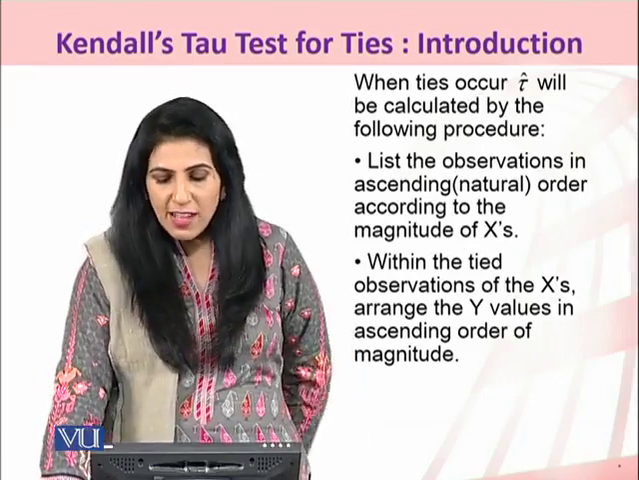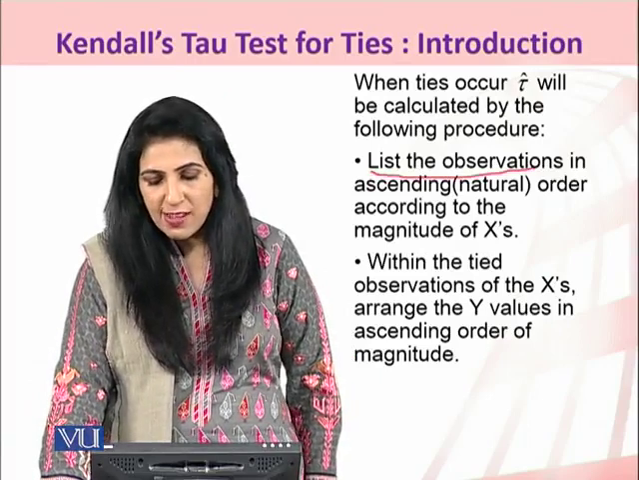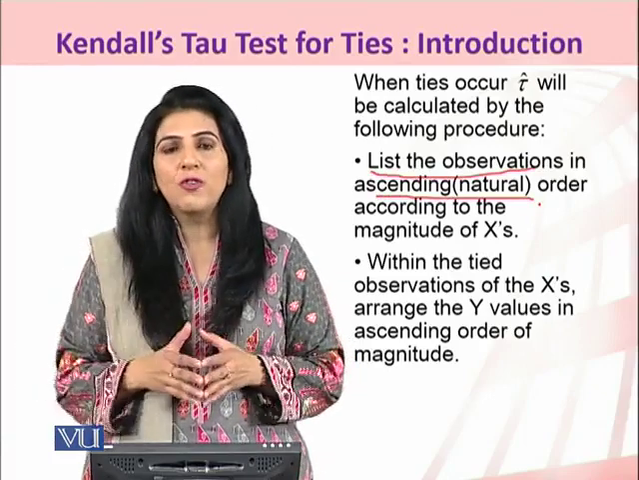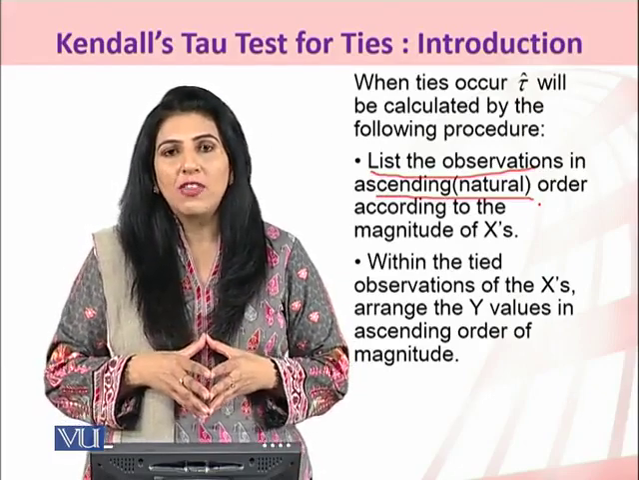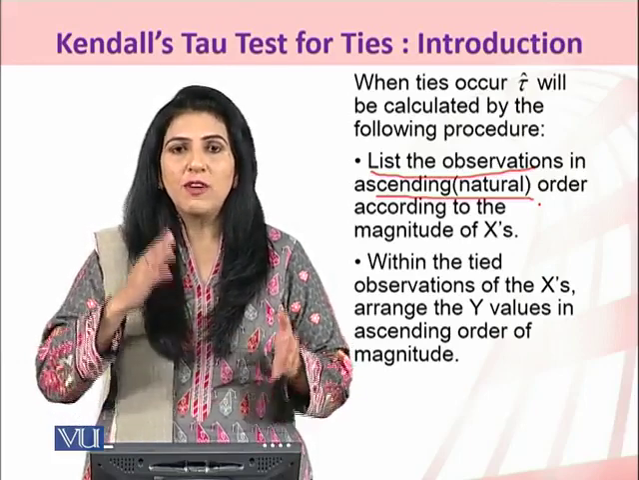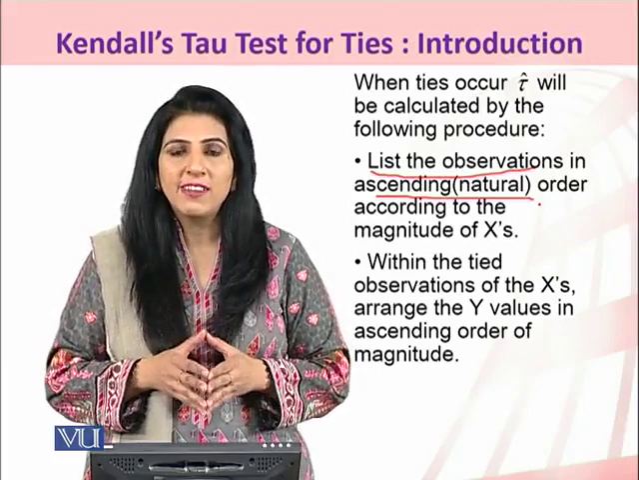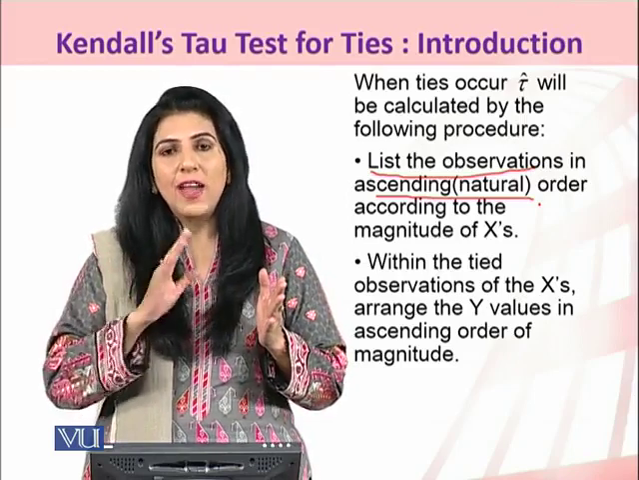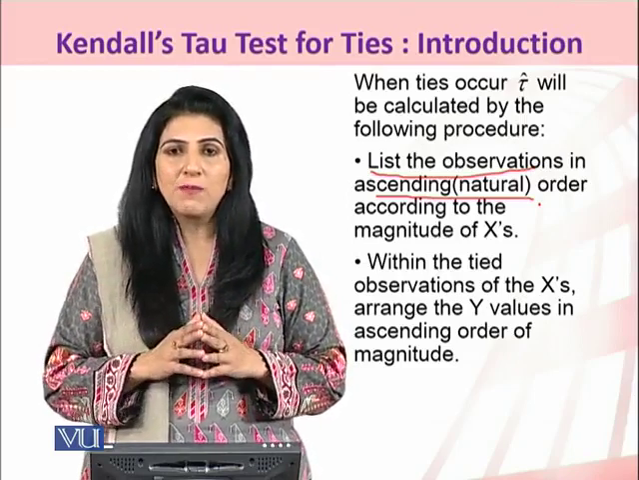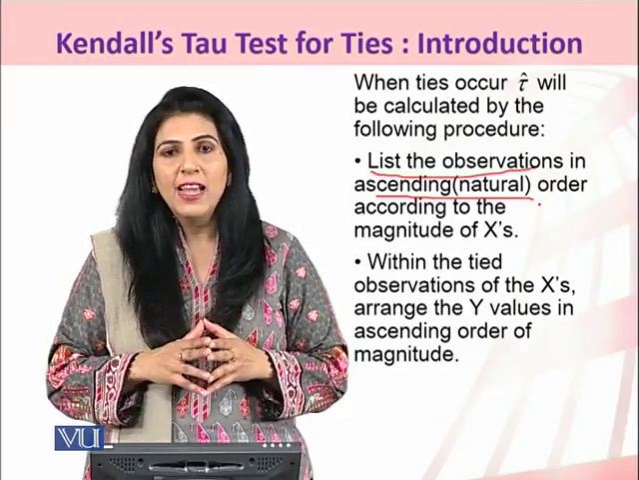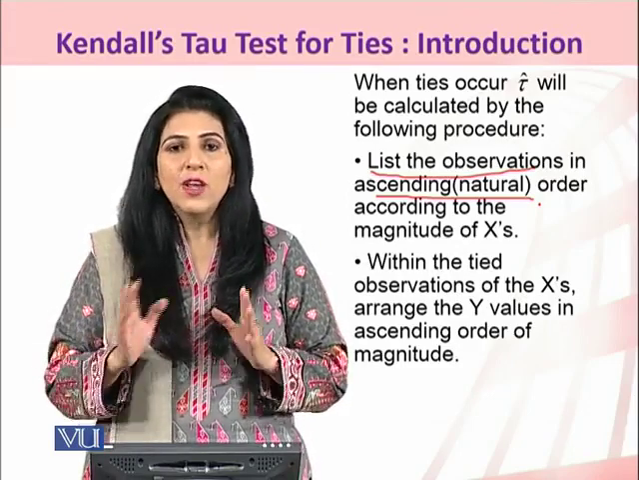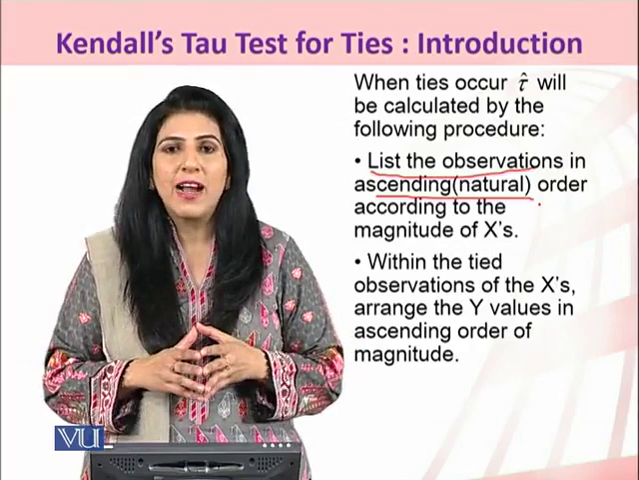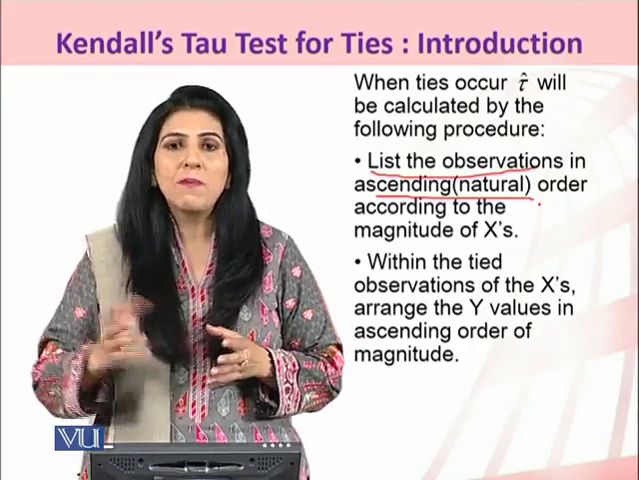The first thing you need to do is to list your observations in ascending, that means natural order according to the magnitude of x, the way you have followed it for the Kendall's tau procedure, where you have arranged the x values from smallest to the largest, and then you take up the pair of x and y values accordingly. For example, if we were talking about x value which is 1, so we pick up the y value. We don't arrange the y values. The same y value with the particular x value will be picked up in natural order.